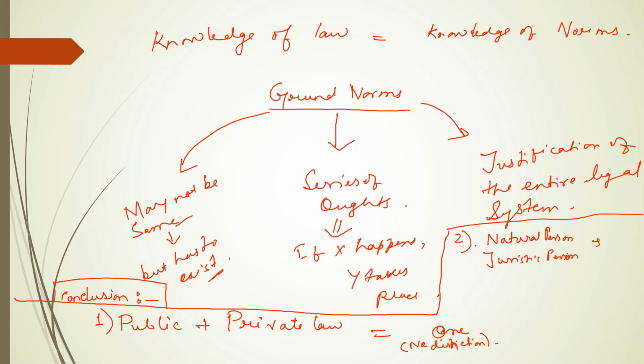Got it? So whether natural person or juristic person, you have to treat them equally. If they both do anything wrong, then both of them will be treated the same way. So no distinction. Got it? So first you have to remember private law or public law must be one, no distinction. Next is natural person or juristic person, whoever it is. That means legal or non-legal, whoever it is, no distinction should be there.